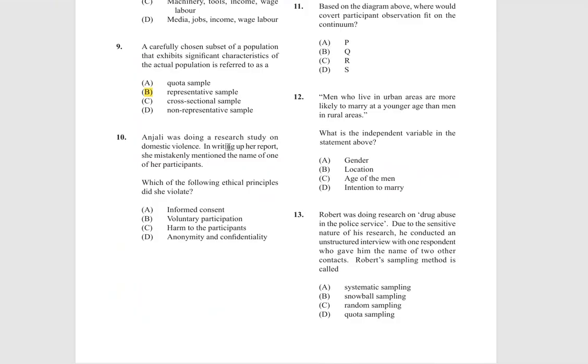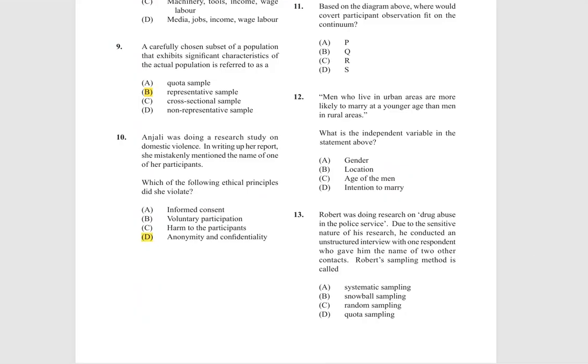Angelia was doing a research study on domestic violence. In writing up a report, she mistakenly mentioned the name of her participants. Which of the following ethical principles did she violate? And that would be anonymity and confidentiality. So that's D.